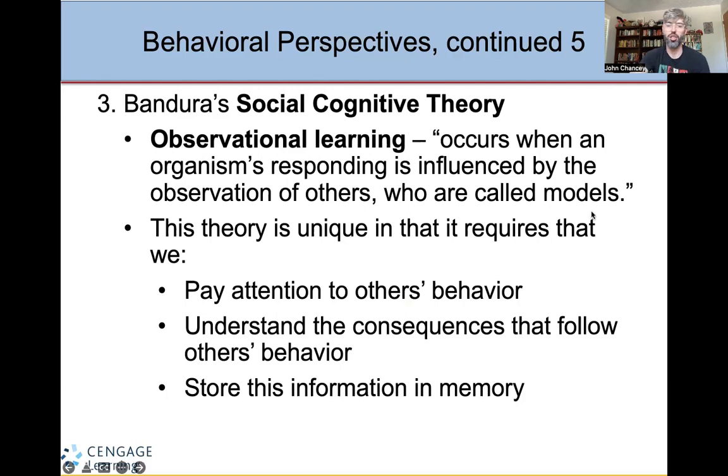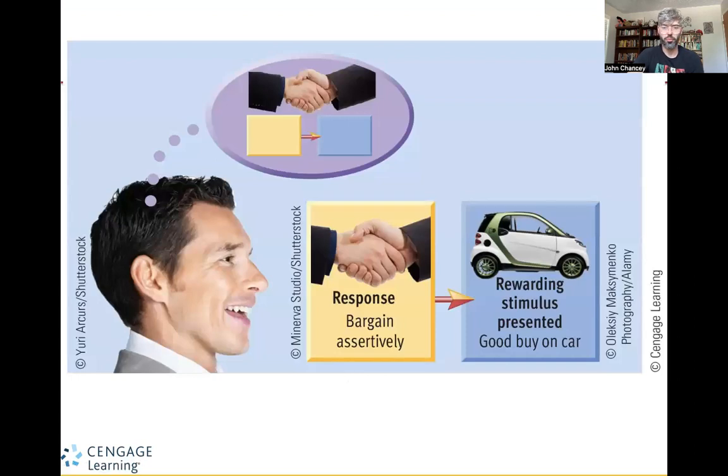So we tend to pay attention to others and their behavior. We also can see the consequence of their behavior. Like if we see a friend get rewarded or punished for a certain behavior, we know, hey, maybe I should do that or not do that. And we can store those experiences in memory and obviously use them later.